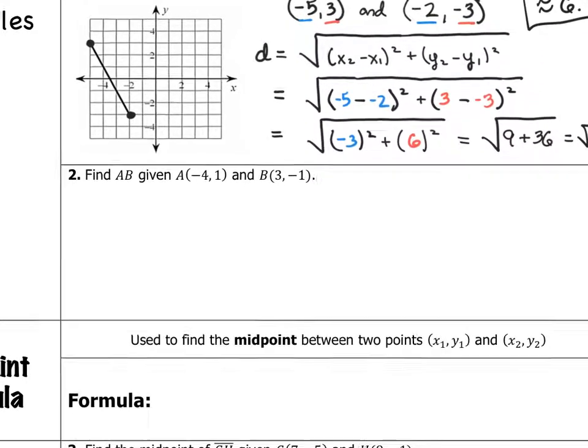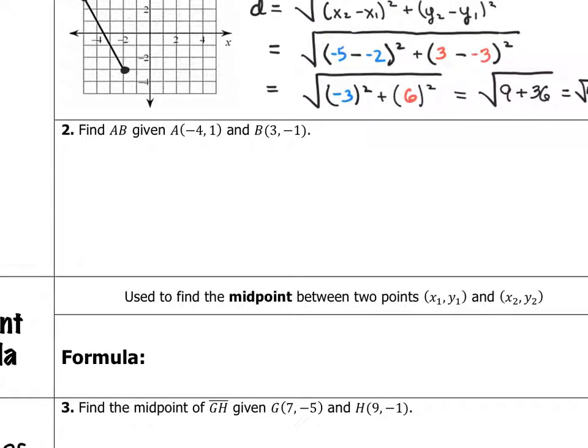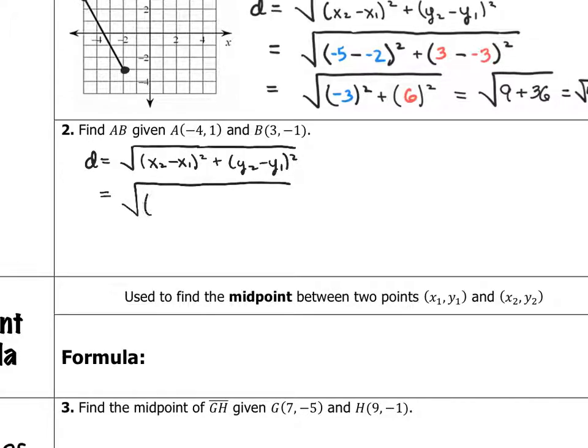Okay, let's try that again for number 2. This time they just give me the coordinates. A is -4, 1, and B is 3, -1. And they ask me to find the length of this line segment AB, which is the same thing as finding the distance. So I'm going to write out my formula. And then once I have that written out, I'm going to write it again without my variables, but set up everything else so that we don't mess up our signs.